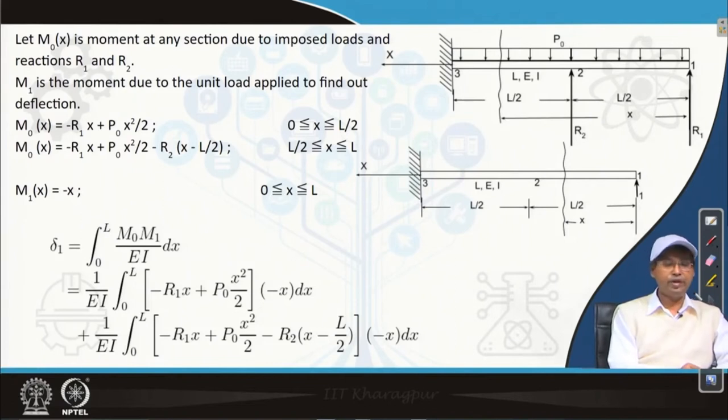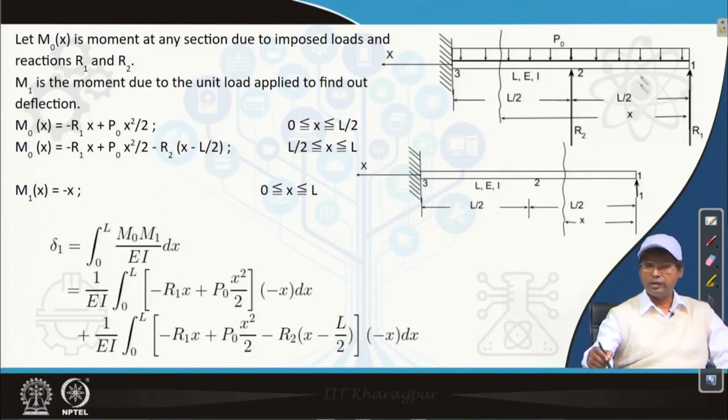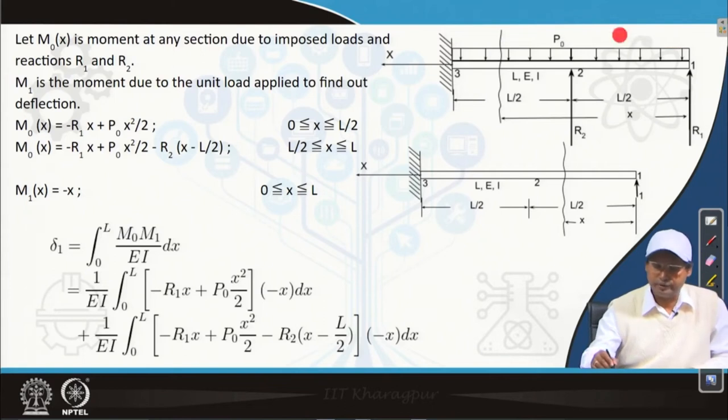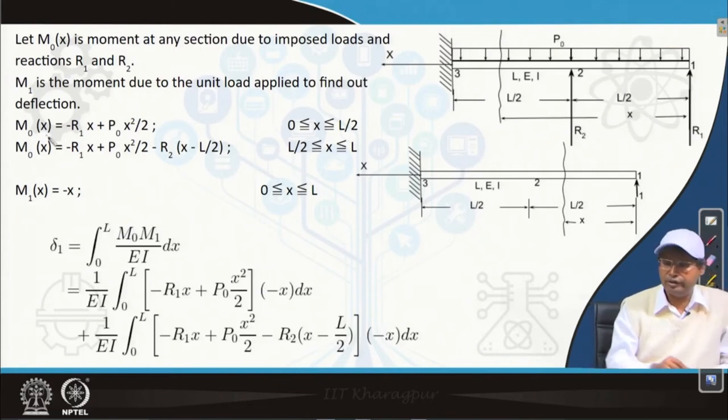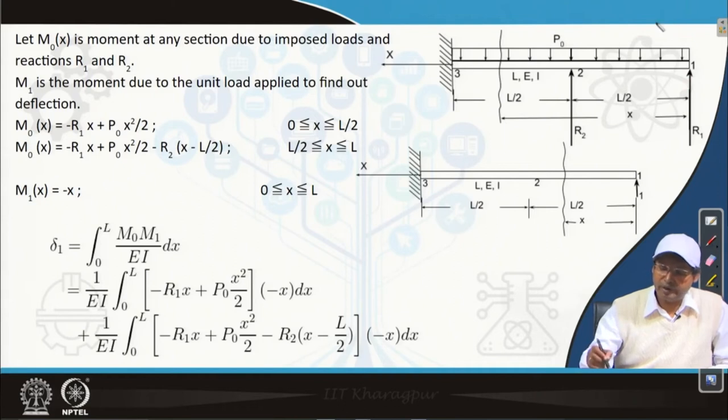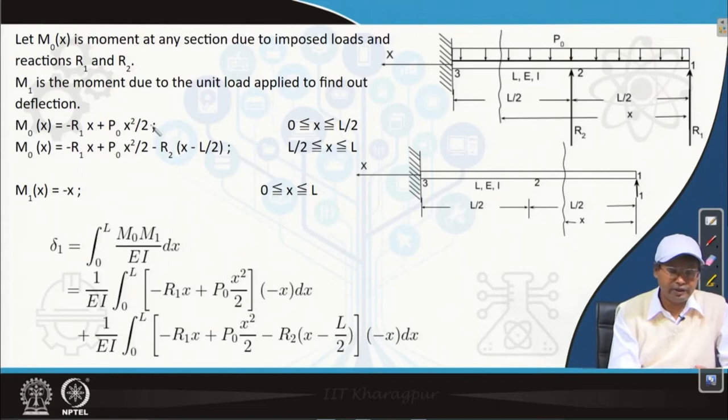As we have mentioned in the previous one, m 0 x and m 1 x already we have mentioned. So, if we refer to this figure, if we consider a section here, the moment is equal to R 1 multiplied by x, minus of it, and it is considered this way minus, and the other way the P 0, the uniformly distributed load, comes in this direction, and that is considered plus. So, P 0 x square by 2 is that load.